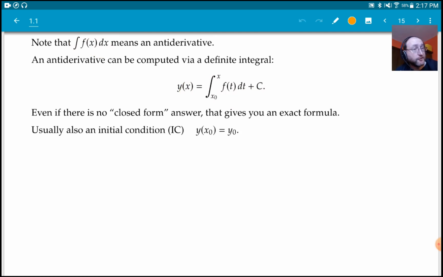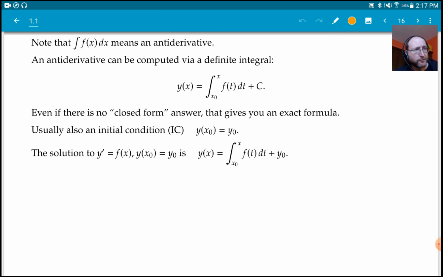Now, usually you also have an initial condition, some constant x naught and some constant y naught, right? So that y at x naught is supposed to be y naught. The best thing to do is to start integrating from there. That's the easiest, most obvious place to start, because it doesn't really matter where you start integrating, as long as the integral makes sense. And if you start integrating there, there's a simple way to figure out what c is. You can just let c be equal to y naught.